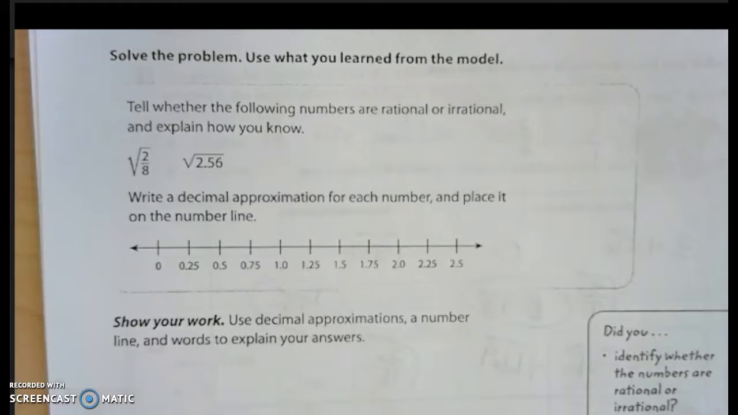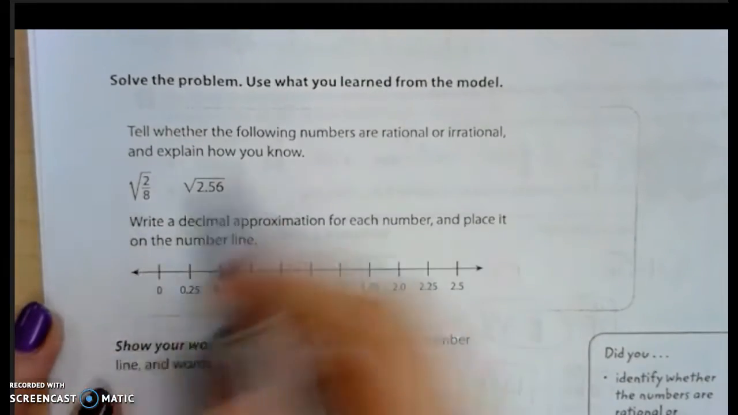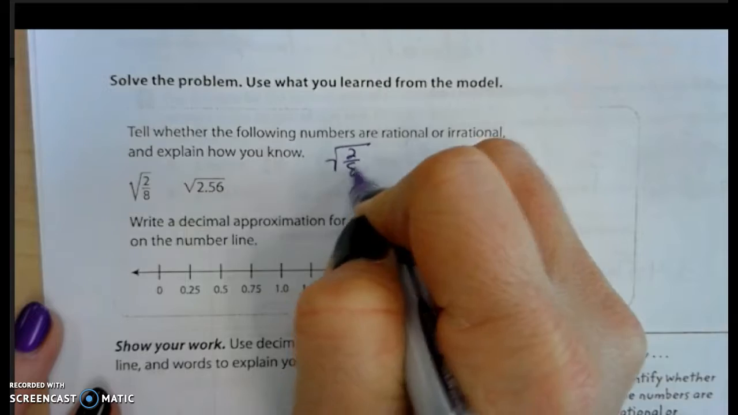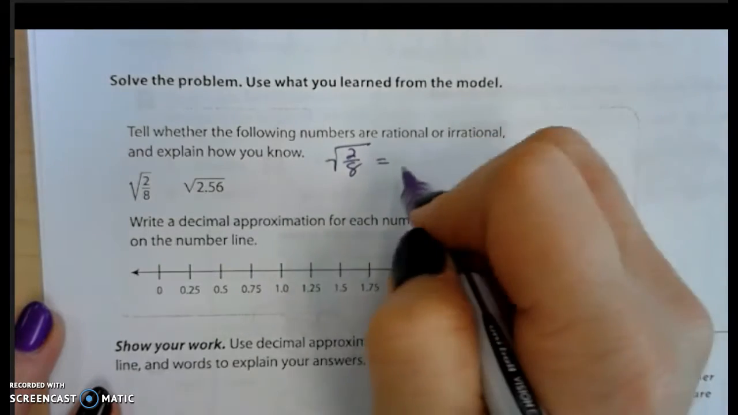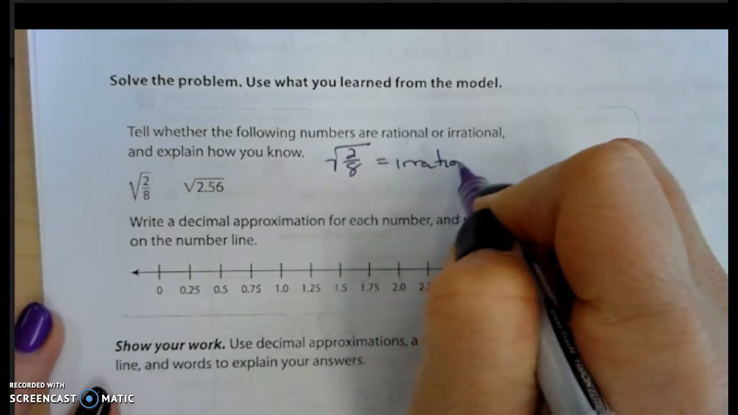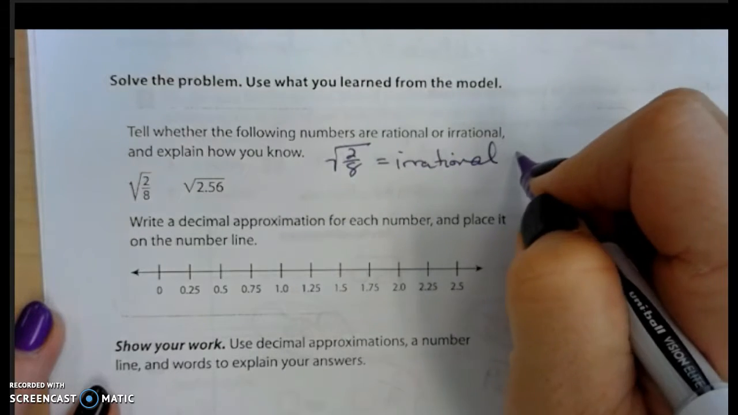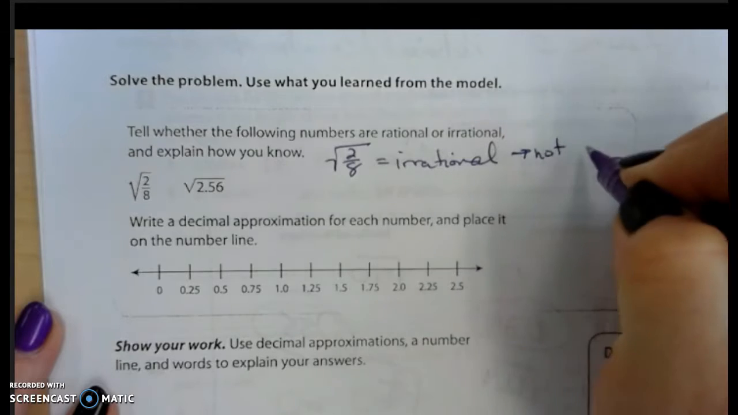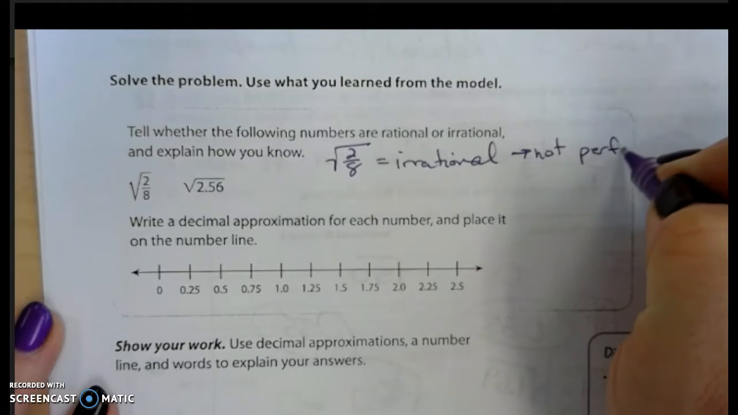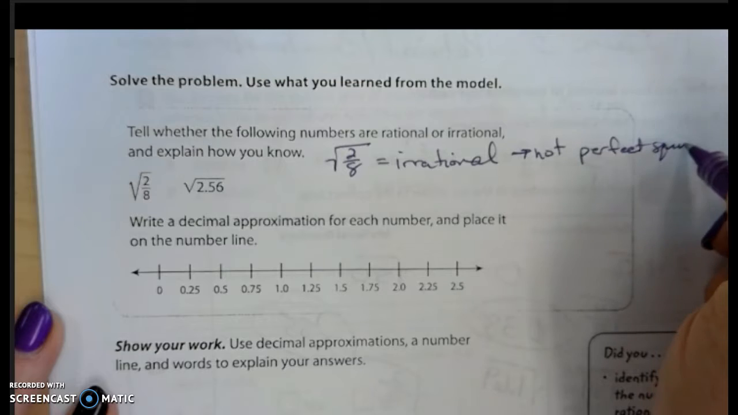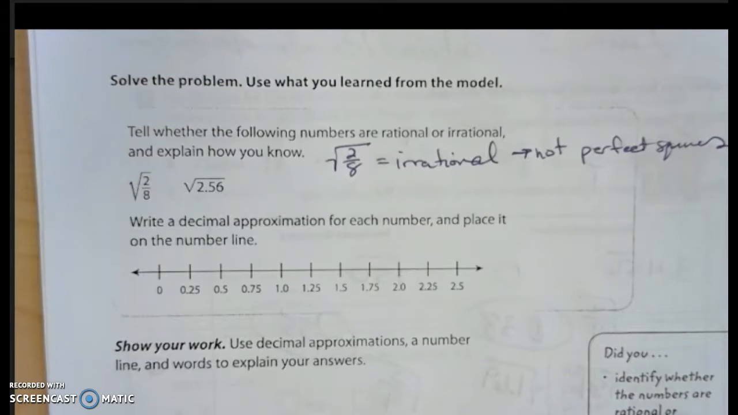Solve the problem. Use what you learned from the model. Tell whether you know the following numbers are rational or irrational and explain how you know. Then, well, we can go ahead and do that. The square root of 2 over 8 is going to be irrational because those numbers are not perfect squares, which means that those decimals are going to go on forever.